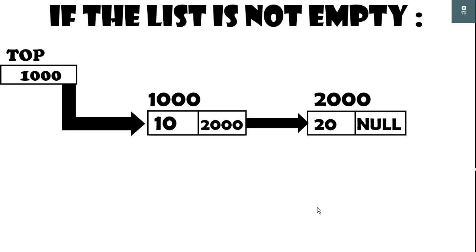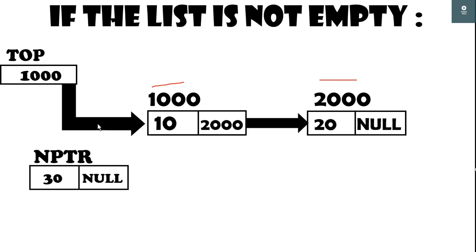Now we'll see how to insert the element in a non-empty list. Suppose the list is like this. We have top is equal to 1000. This is the first node, this is the second node. Now to insert the new node whose address is stored in nptr, we'll first make the next pointer of this nptr point to this first node. So we'll make this address stored inside this.